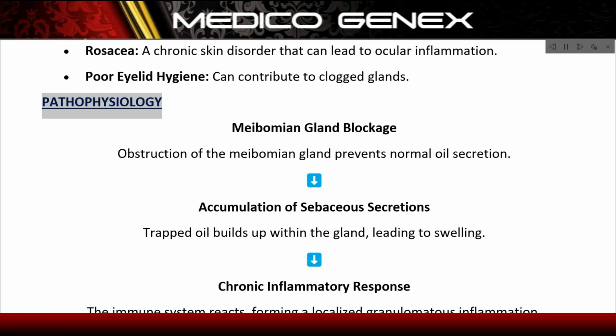Pathophysiology. Meibomian gland blockage. Obstruction of the meibomian gland prevents normal oil secretion. Down arrow. Accumulation of sebaceous secretions. Trapped oil builds up within the gland, leading to swelling. Down arrow. Chronic inflammatory response.